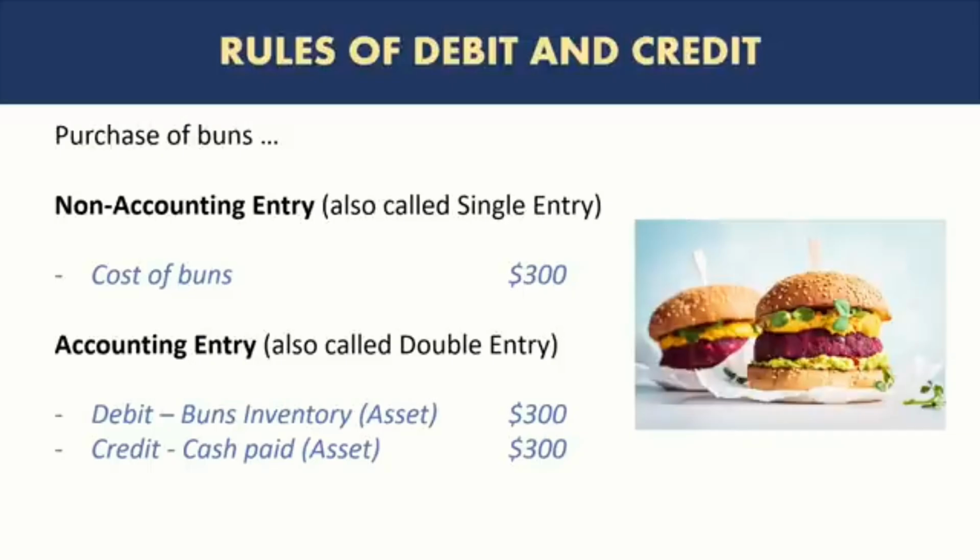Note that there is a debit and a credit. The total of the amounts is exactly the same, so debit always equals credit. And in this case, we have an increase in an asset, which is inventory, and we also have a decrease in another asset, which is cash. We will discuss what are assets, liabilities, equity, income, and expenses in detail.